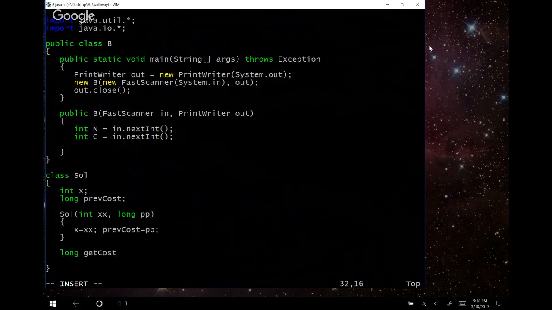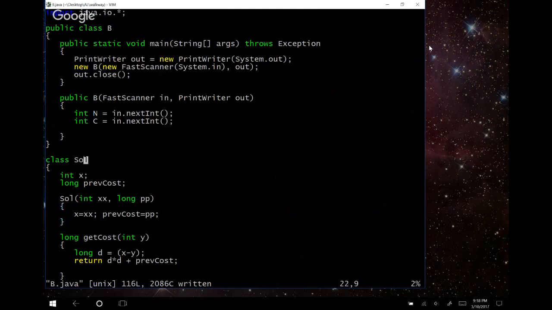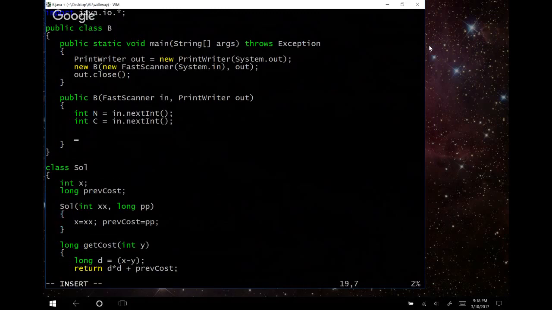And I'll also write a helper function called getCost. So all this is doing is I'm saying, what happens if I end this interval at y? How much cost am I paying? So the first thing I do is I just get the distance between the two coordinates, so x and y. And if you remember, the formula is that distance squared plus the previous cost of everything in front of me. Pretty good. Okay, so what I'm going to do is I'm going to make a bag of these partial solutions.